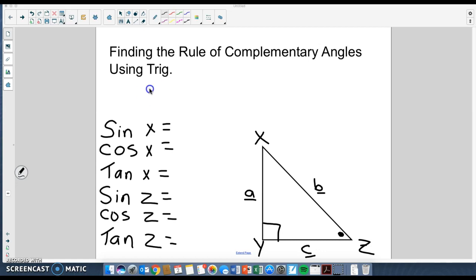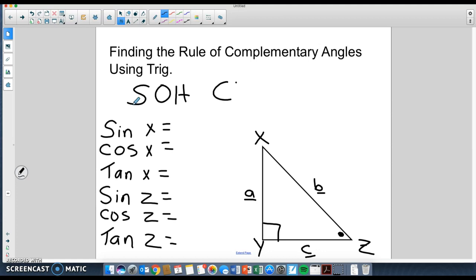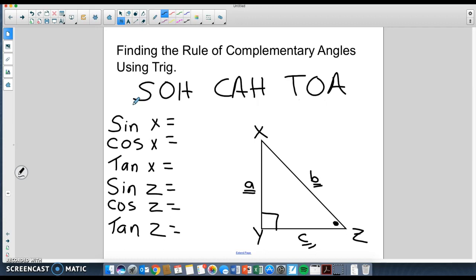Just remember SOH CAH TOA. So in this case here, if you haven't looked at the backboard, sine is opposite over hypotenuse, cosine is adjacent over hypotenuse, and tangent is opposite over adjacent. Now looking at our right triangle down here, our side lengths are represented by A, B, and C.